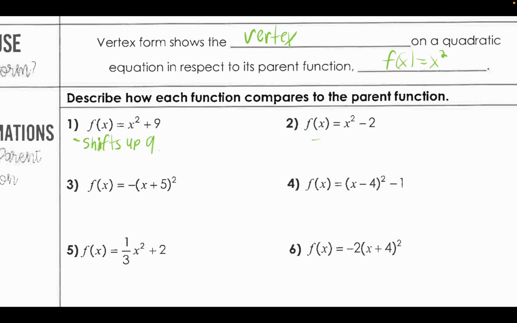Number 2 here is telling us it does the same thing, but instead of going up 9, it still shifts, going down 2. On number 3, it's telling us two different things. This negative tells us it reflects vertically, or reflects over the x-axis, whichever one of those you want to say, I'm perfectly fine with.